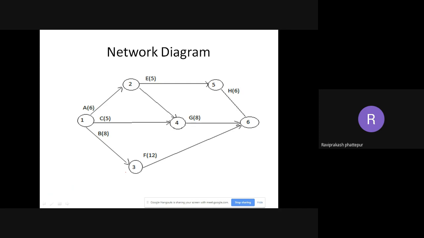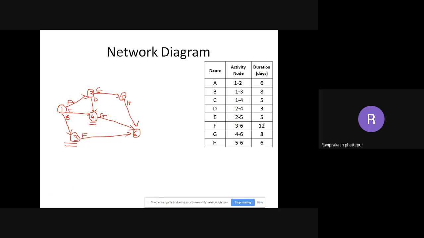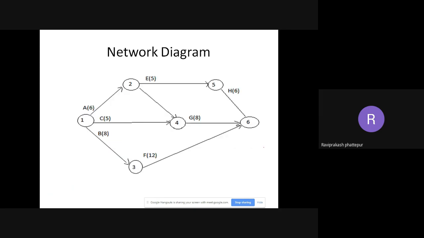If you see, all are in one single line. No line or no arrow is cutting each other. Right. So this is how you need to draw it. I hope you have completed drawing this. And the values inside the bracket are the duration for that particular activity. So if you see here 6, 8, 5, 3, 5, 12, 8, 6. The same thing is written here 6, 8, 5, and so on and so forth. You have it in your books, you can check. Okay, for E it is 5, for H it is 6, and so on.